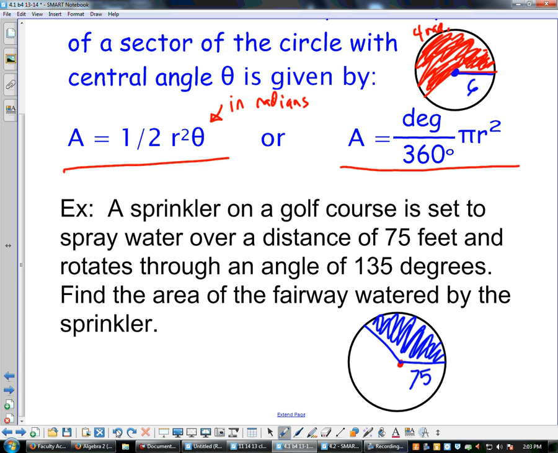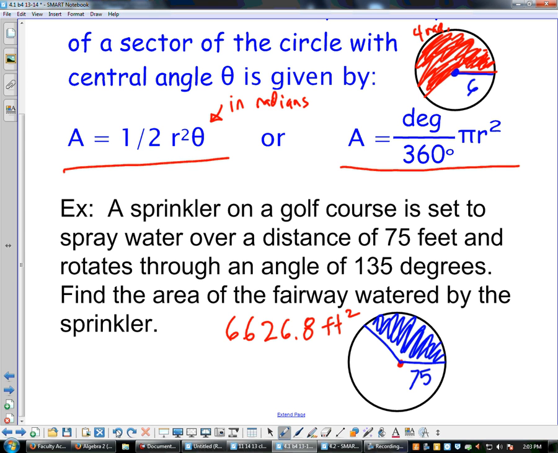All right, gentlemen, did you get an area? Cole? 6,626.8 square feet. Do people agree? All right, ladies, do you agree with that answer?